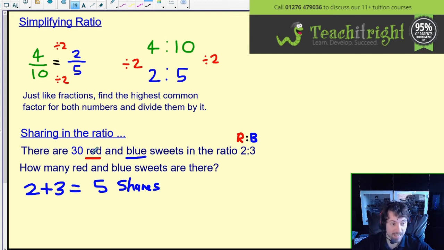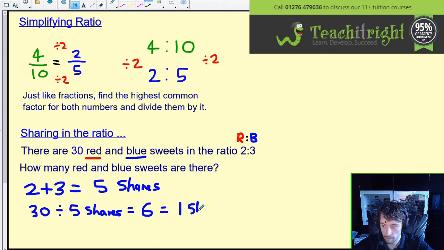The next thing, funnily enough, is to work out the value of one share. What does one share equal? And the way we do that is we take the 30 and we divide it by the 5 shares that we worked out earlier. And that will give us the value of one share. Now 30 divided by 5 is 6. So if I wanted to, I could write 6 is one share. In fact, probably the way I would set it out is I would say something like 1 share equals 6.